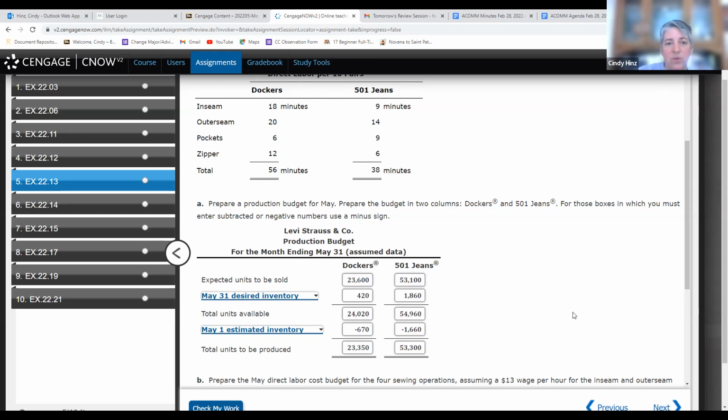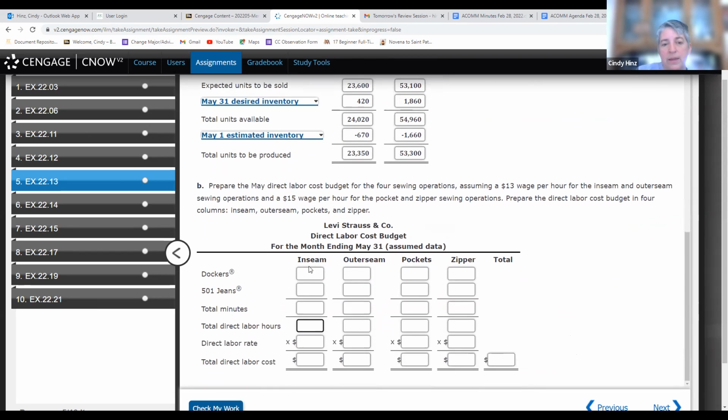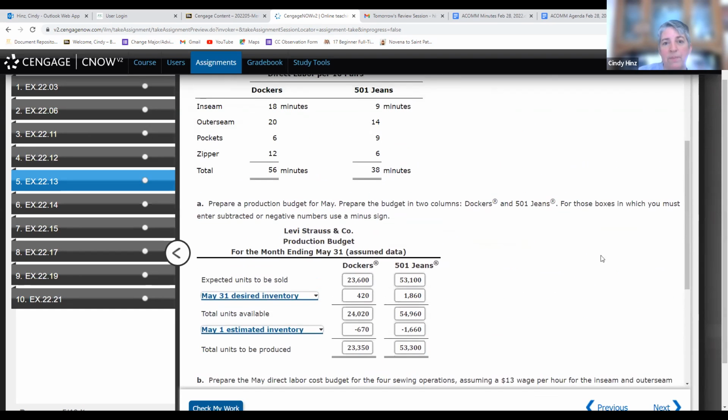So for the Dockers, it's going to take 18 minutes for the inseam. And so keep in mind that our costs are per hour. And what we're calculating here is the total minutes, and then we'll convert that total minutes into total hours so that we're using the same units for our cost. So for the inseam for Dockers, 42,030 minutes. That's the 2,335 10-pair units times 18 minutes per unit.